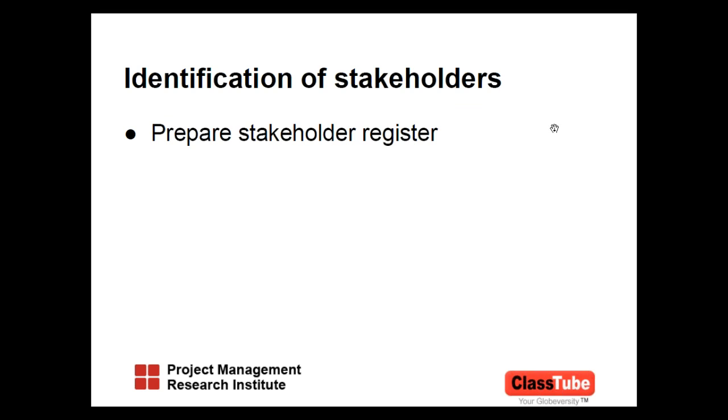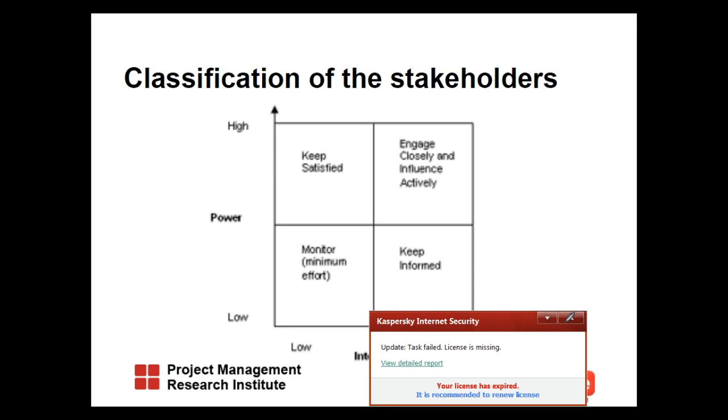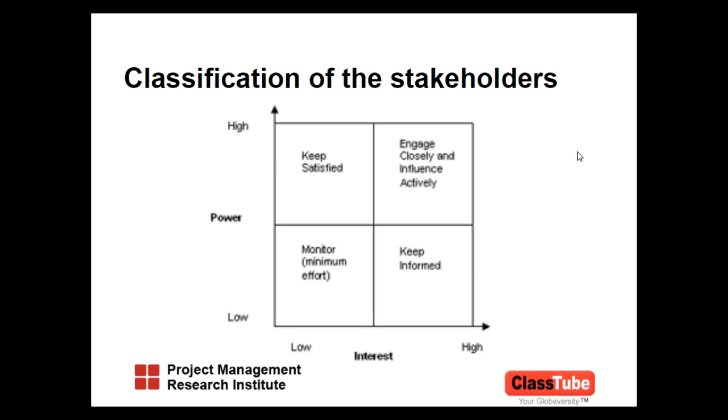Now, this is a very good tool for prioritizing the stakeholders. Let's say here, we are prioritizing on two angles. Now here, if you see, the y-axis is based on power and the x-axis is based on interest.